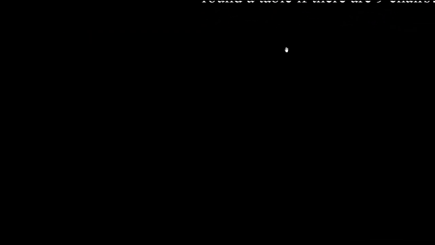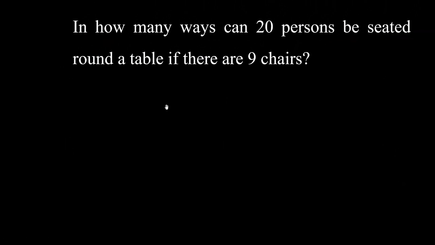First question is very simple. In how many ways can 20 persons be seated round a table if there are 9 chairs?